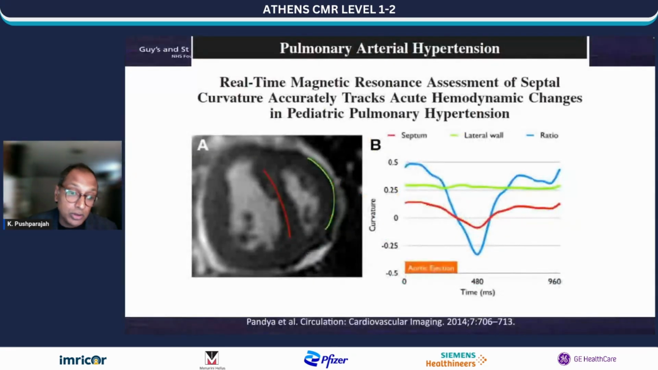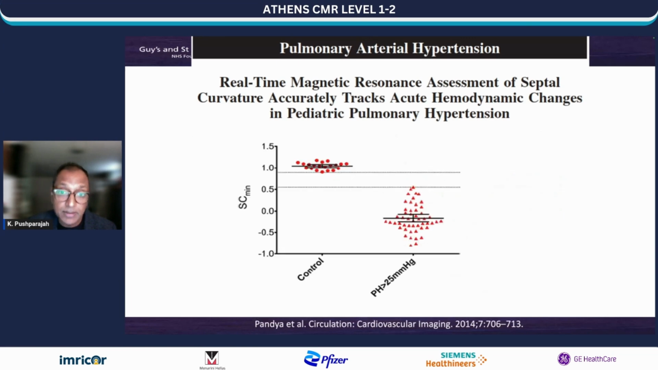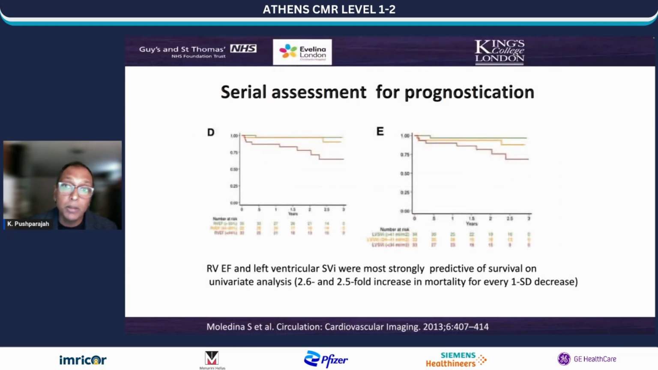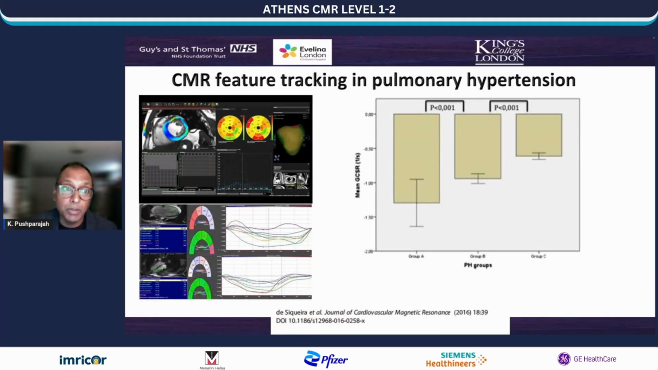In children, septal curvature has also been used as a non-invasive technique to actually try and characterize your patients a little better. And you can see here that patients with PH versus controls have different septal curvature, which is rather an intuitive point. But the serial assessment of this shows you that your right ventricular ejection fraction and stroke volume was strongly predictive of survival in this cohort. And therefore, keeping an eye on the ventricular function alone, not just doing pressures all the time, is very helpful. And so that's what they do in the pulmonary hypertension team.